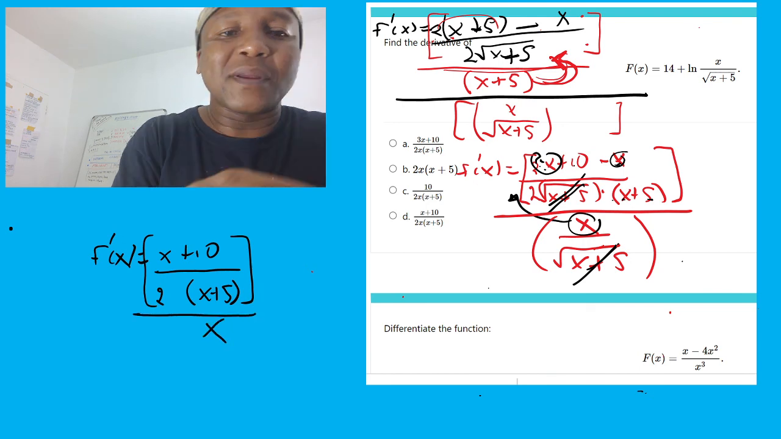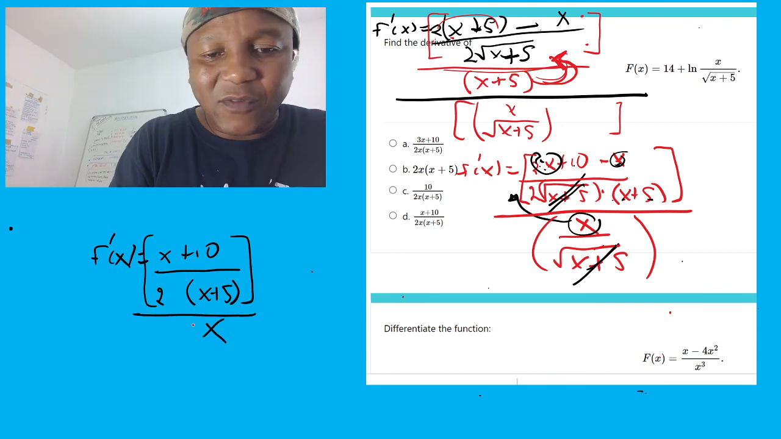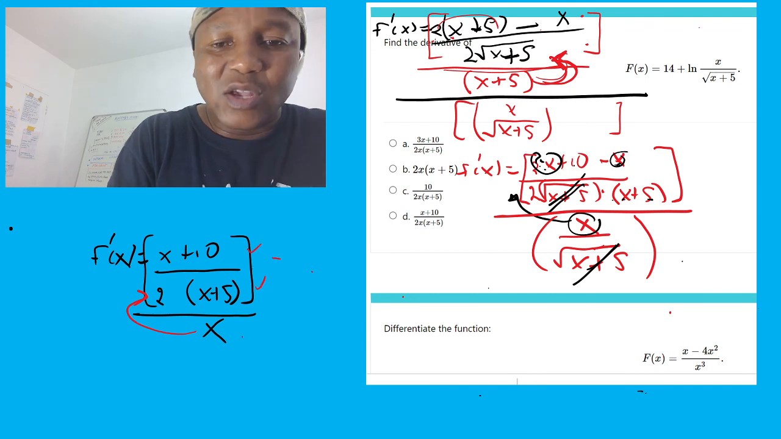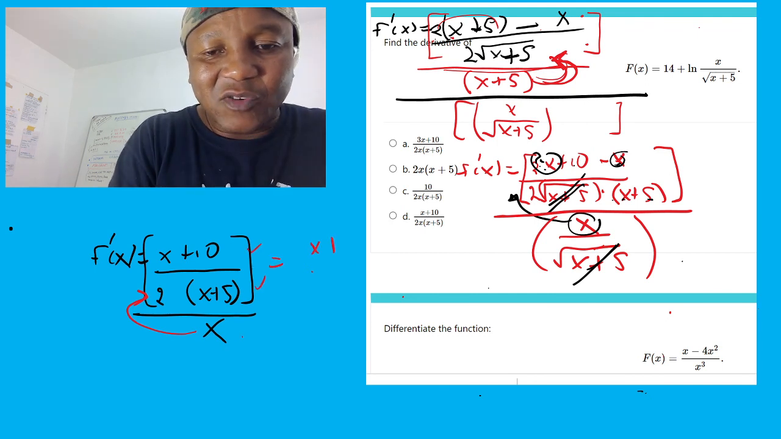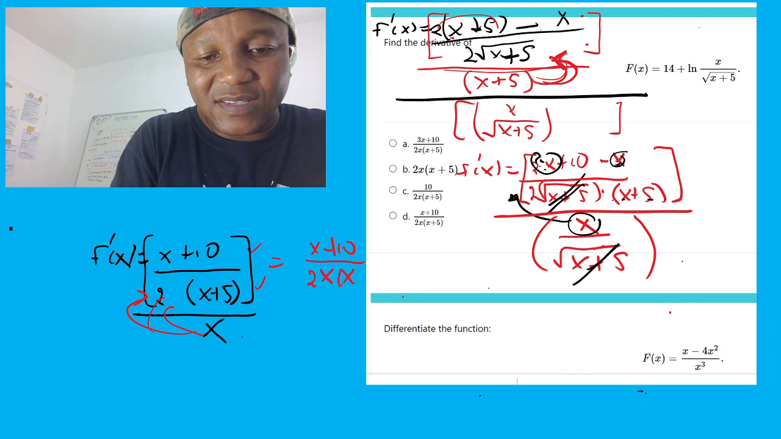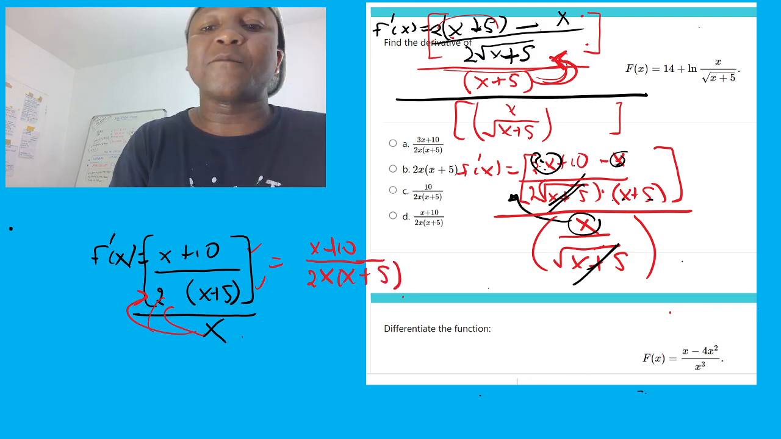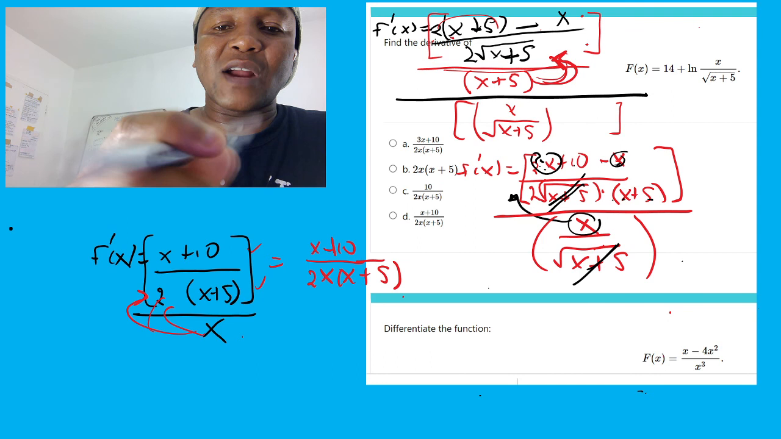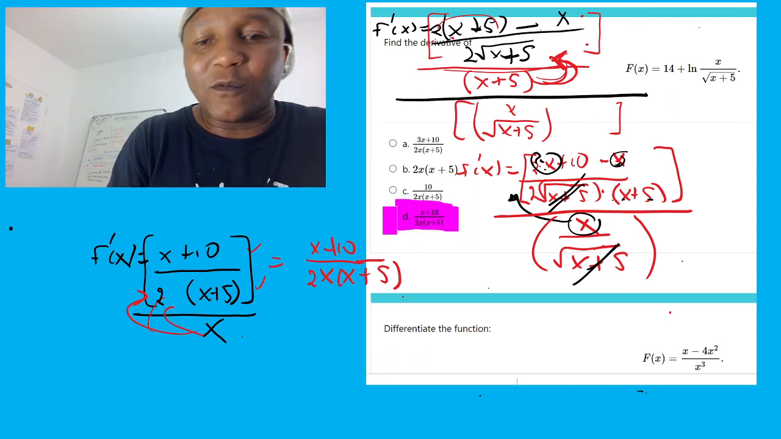So what happened? Like I said before, this can come here because we got something with something over something. So then finally f prime is going to be x plus 10 over 2x, because this x comes here in the bracket, x plus 5. So if you look carefully at our options, we know it's going to be this option here.